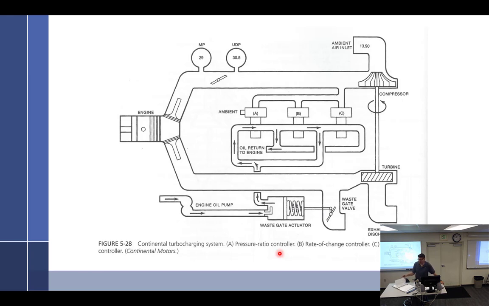Pressure ratio controller is going to control, as you can see in the drawing, it has an opening here, and it's connected there. So it is monitoring the ratio between ambient and upper deck. If that pressure gets to be too much, it is going to open up and bleed off oil. It's set to a certain limit between the two.